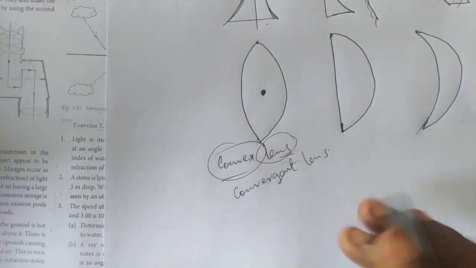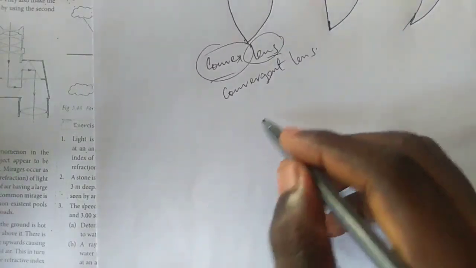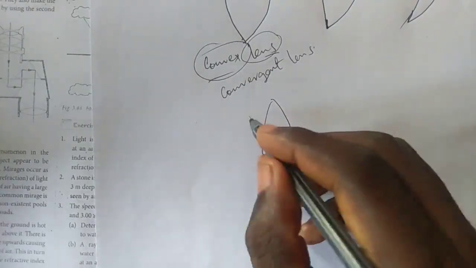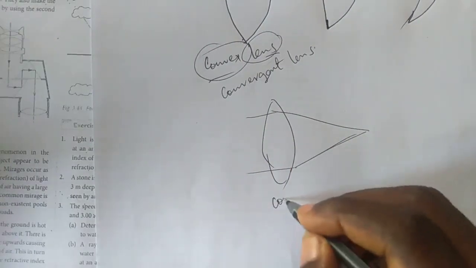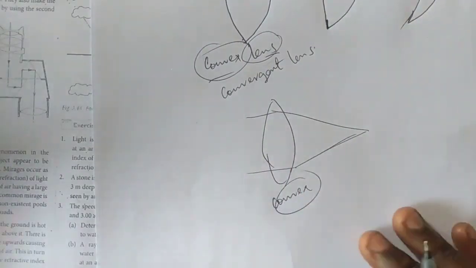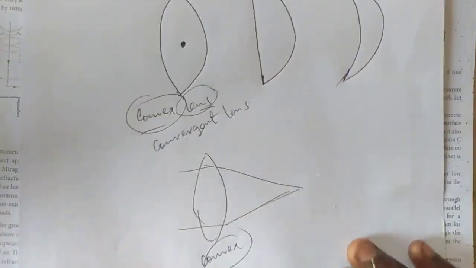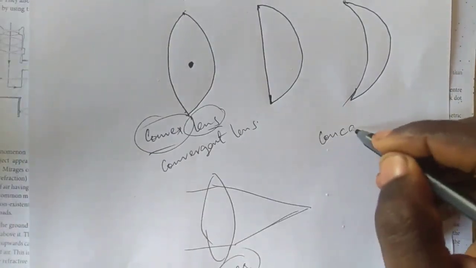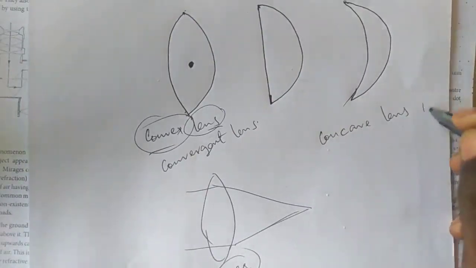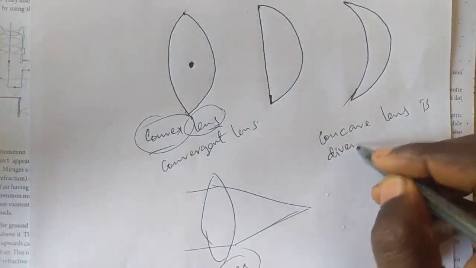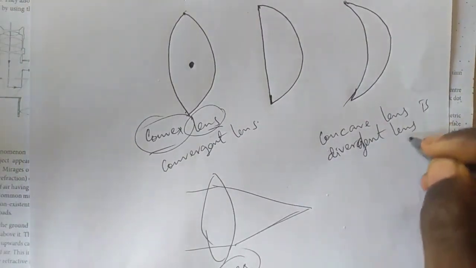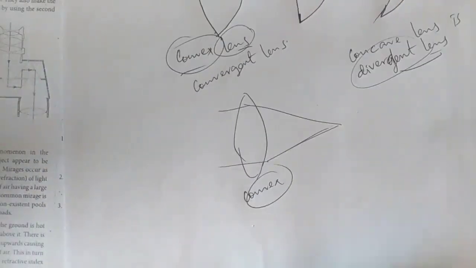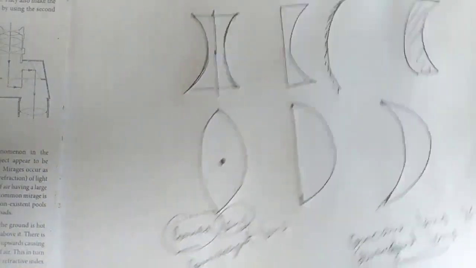Convergent lens. Why? It is because light rays passing through a convex lens converge to a certain point. The convex lens is the convergent one: convex is convergent, concave is divergent. A concave lens is divergent. So the concave lens is divergent, while the convex lens is the convergent lens.